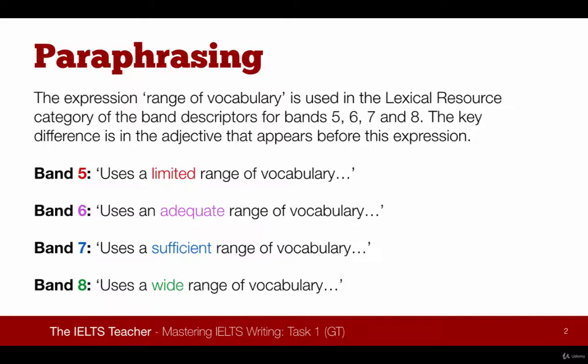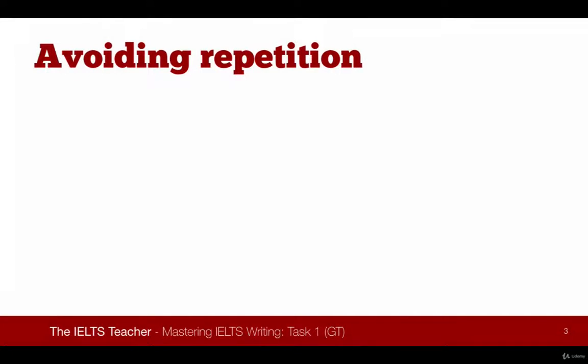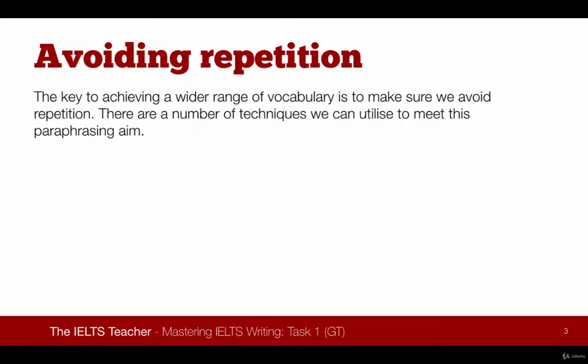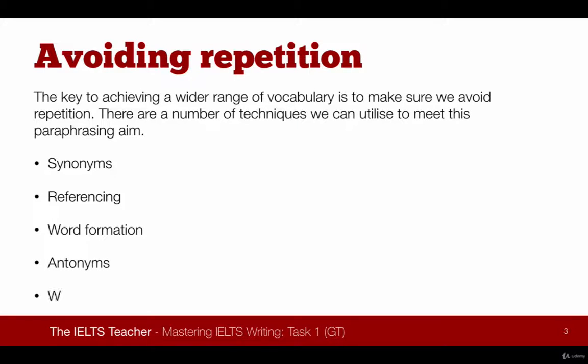And how can we produce range? Well, we can avoid repetition. How do we do this? Well, there are a number of techniques that we can use to meet this paraphrasing aim of avoiding repetition. And we're going to talk about those now. I go into more detail on these in the Task 2 course, but I'm talking about all the techniques in this lecture as well and putting them in context of letter writing. So we can use synonyms, we can use referencing, we can use word formation, we can use antonyms, and we can change word order as well.